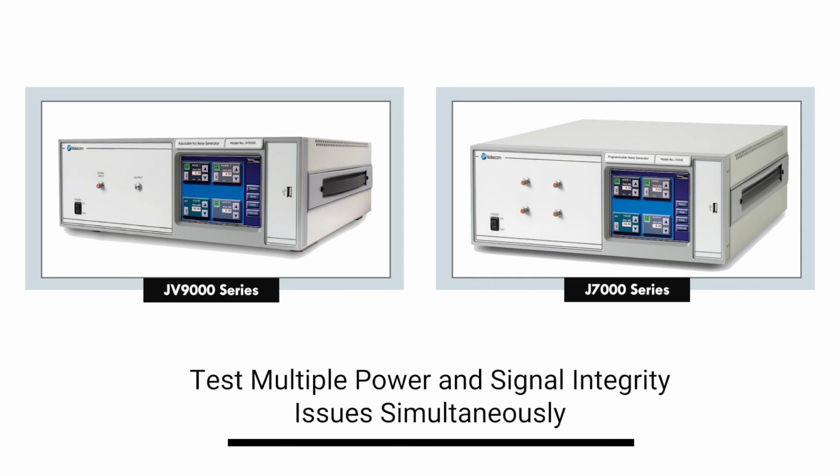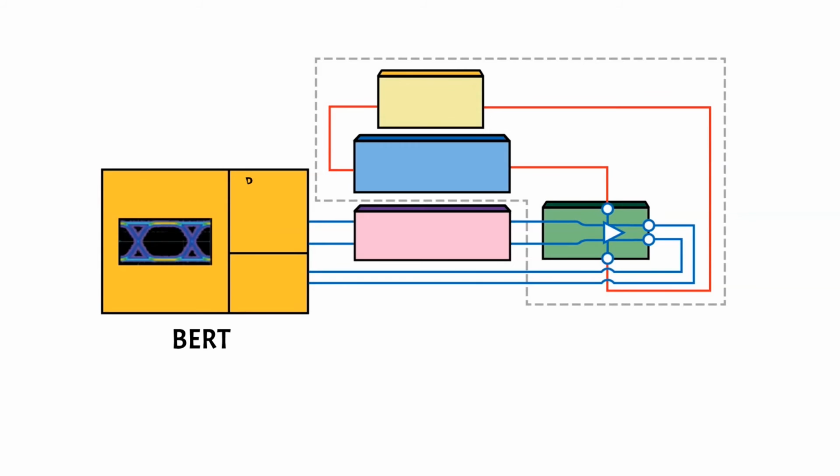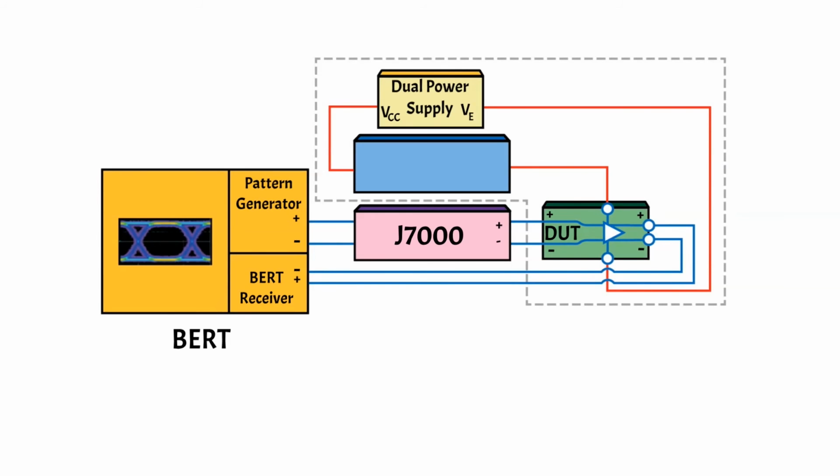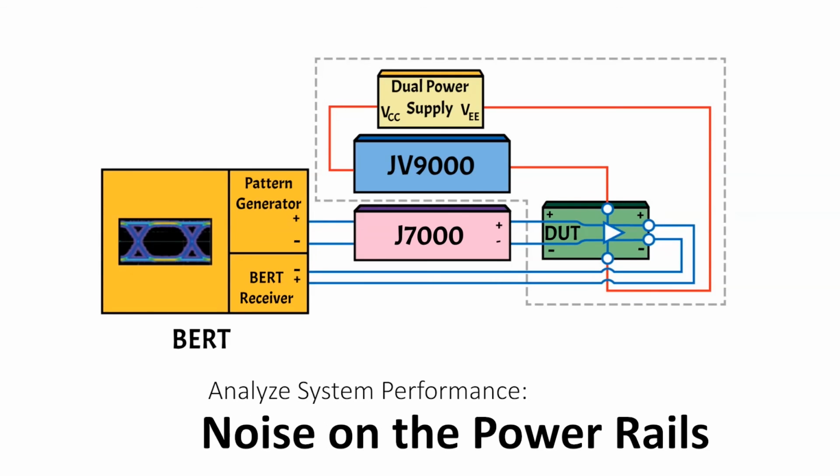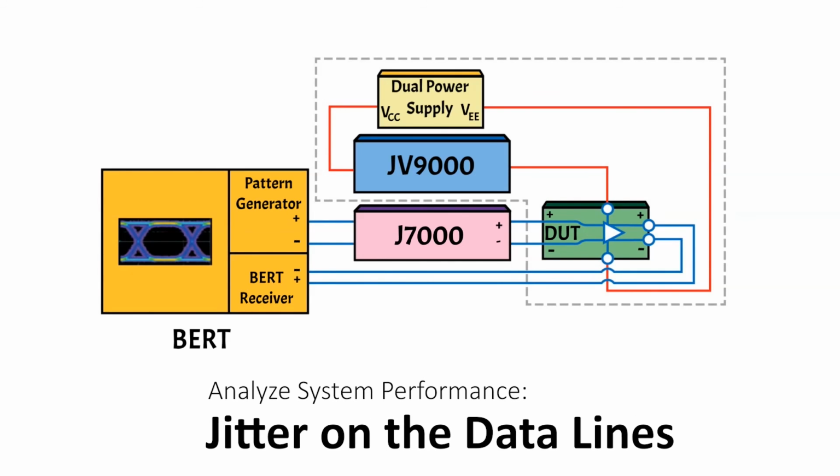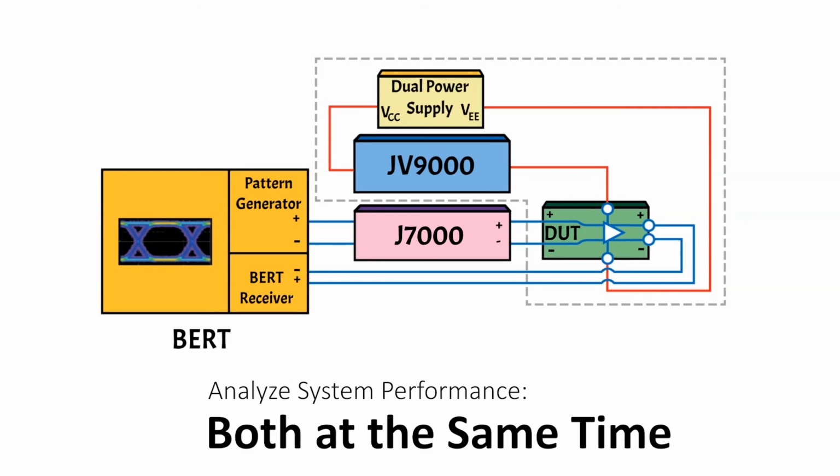To test multiple power and signal integrity issues simultaneously, designers can use the Noisecom JV9000 and J7000 together during testing. In this case, a bit error rate tester generates a serial data signal that is fed into the J7000 for jitter tolerance testing, which is connected to the DUT. At the same time, a DC power supply that's powering up the device is being fed through the JV9000 noise on VCC generator. Viewing and analyzing the DUT output on the bit error rate tester, engineers can analyze system performance as it relates to noise on the power rails, jitter on the data lines, or both at the same time, giving a complete picture of how the system will operate in the real world.